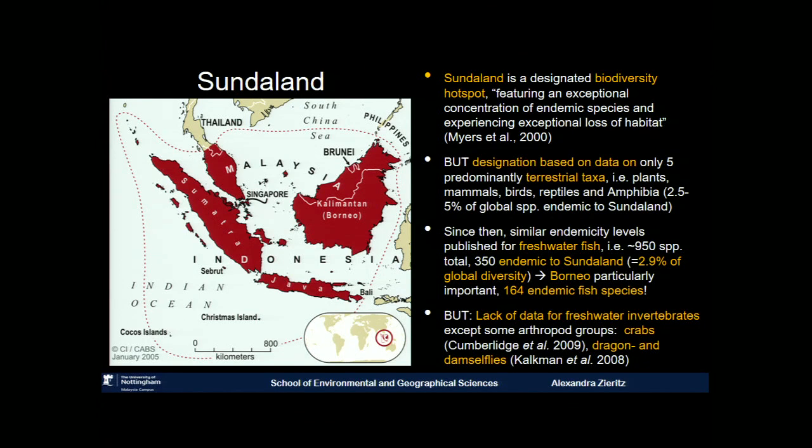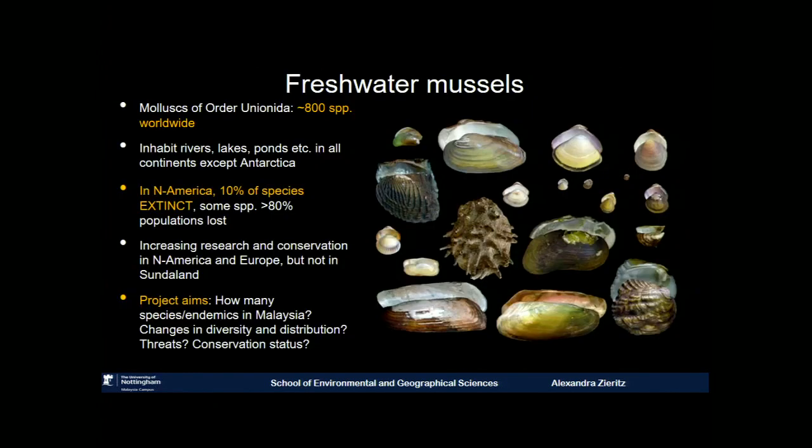So there's a little bit on freshwater insects, like dragonflies, and we also have some other arthropod data on crabs. I'm working on mollusks, mainly on these bivalves called freshwater mussels, and for this we have really almost no data for this region. There are about 800 species worldwide. They can be found on all continents except Antarctica, and they are one of the most threatened groups of animals worldwide. About 10% of the species in North America, that's about 30 of 300, are already extinct.